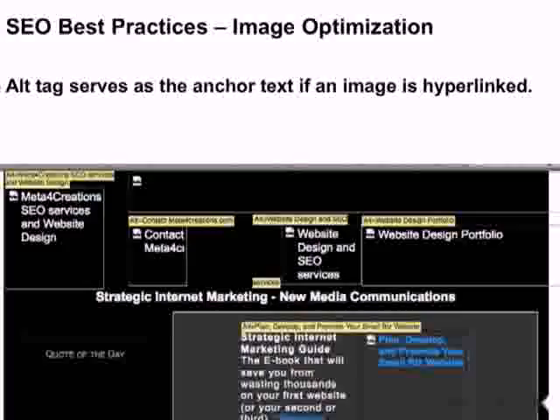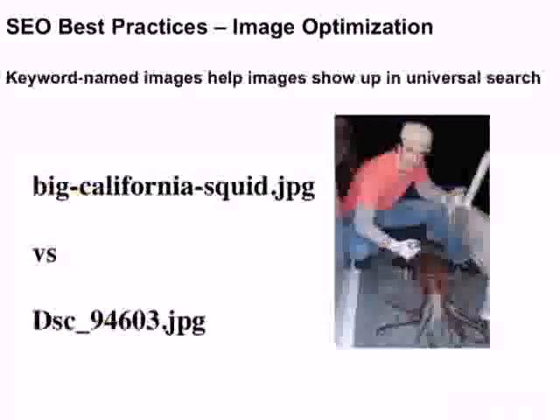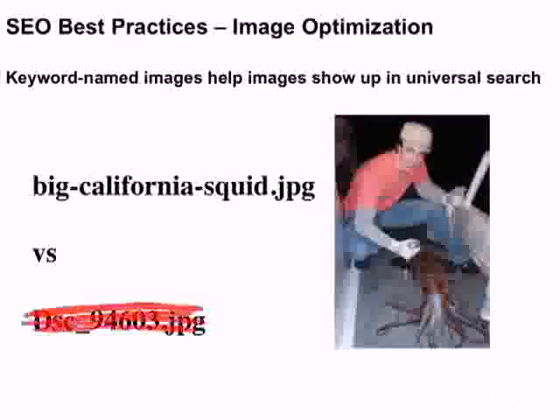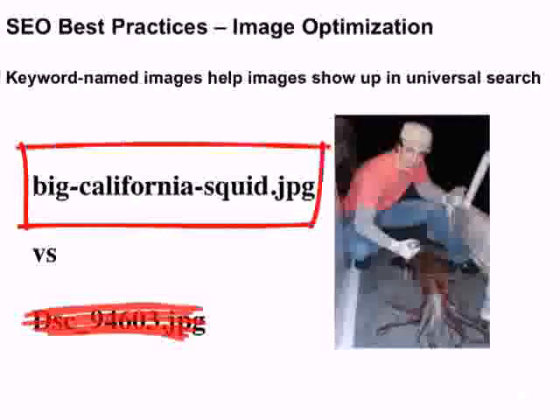It's really important when you have those images hyperlinked, your navigation is linked to your sub pages. It's important to have that labeled correctly. The keyword names in your actual image file names, if you have an image of something, label it. You don't want it to say DSC94 number, etc., .jpg. When it's a big California squid, you want to describe it as the big California squid.